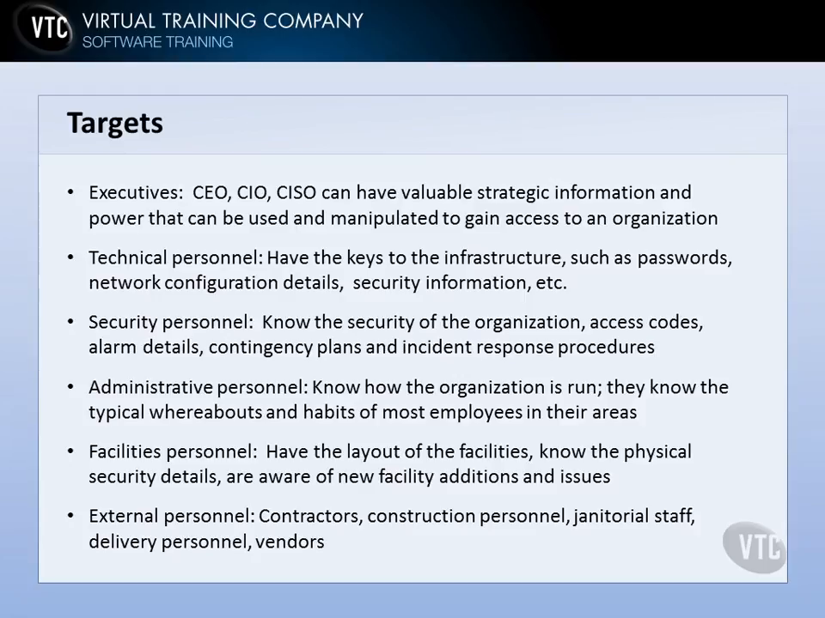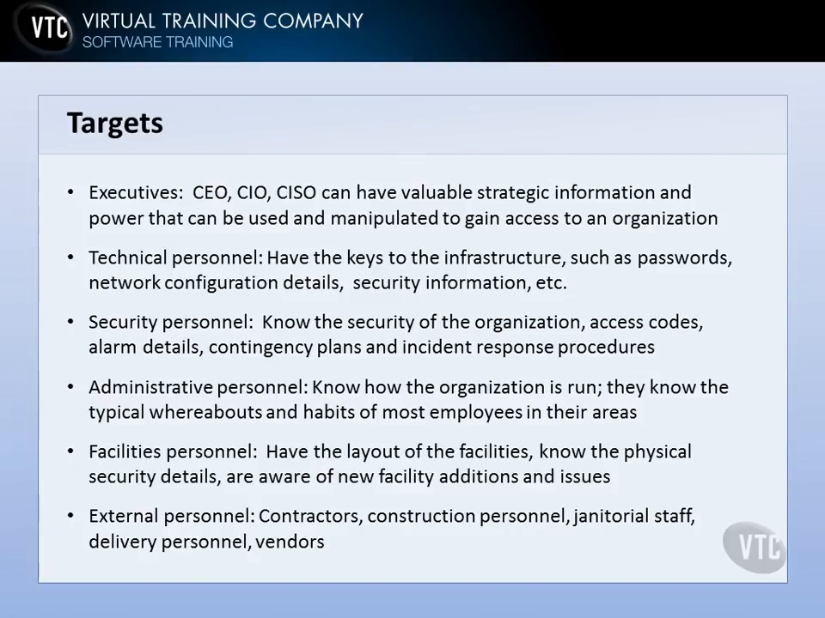These are typically the targets you want, the ones here listed on the screen. Executives are good targets, and this includes the CEO and all the C-level positions, the CIO, the CISO, and so forth, because they have valuable strategic information about an organization. They have the keys to the kingdom, if you will, and most importantly, they may have power that can be used and leveraged and manipulated to gain access to an organization. Maybe you might manipulate that power by blackmailing them, or you might manipulate that power by being friends with them and getting them to do your favors and so forth.